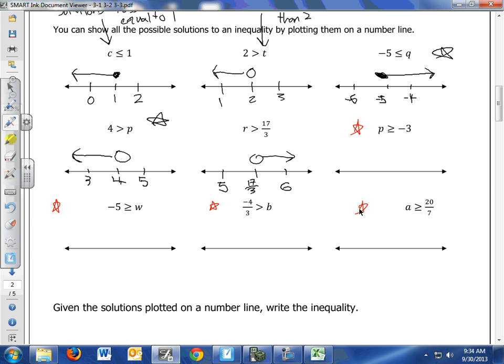Careful. Read this one from right to left. W is less than -5. My solutions are less than -5. My solutions are bigger than -3. We're going to go to the right. My solutions are bigger than 27. So that's right.